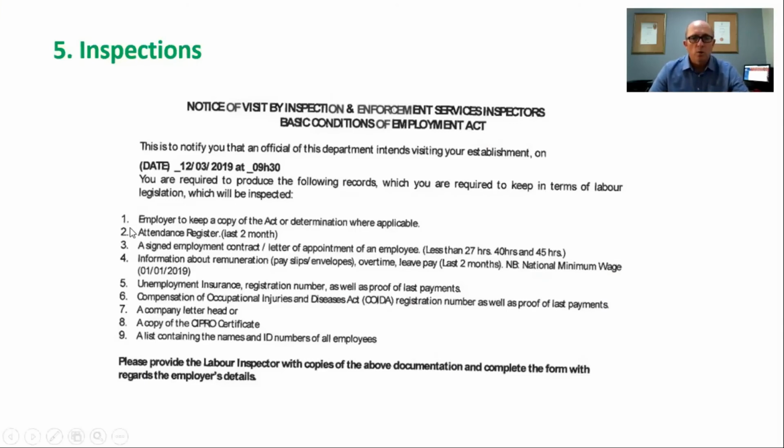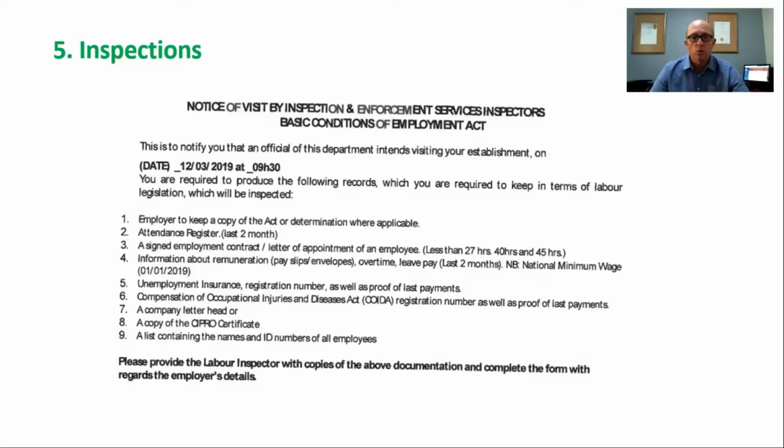Second bullet point, they talk about the attendance register, which you need to keep up to date. So you must make sure that you have a record of who worked for the last 2 months. Point number 3, a signed employment contract and a letter of appointment of an employee. They just talk about various categories there. Number 4, information about the remuneration. You need to produce pay slips or pay envelopes, overtime, and leave pay for the last 2 months. And once again, it's important that the national minimum wage is applicable. That again was very important. It's one of the reasons why we recommend that you use a payroll program, because a payroll program normally keeps track of all those things for you.